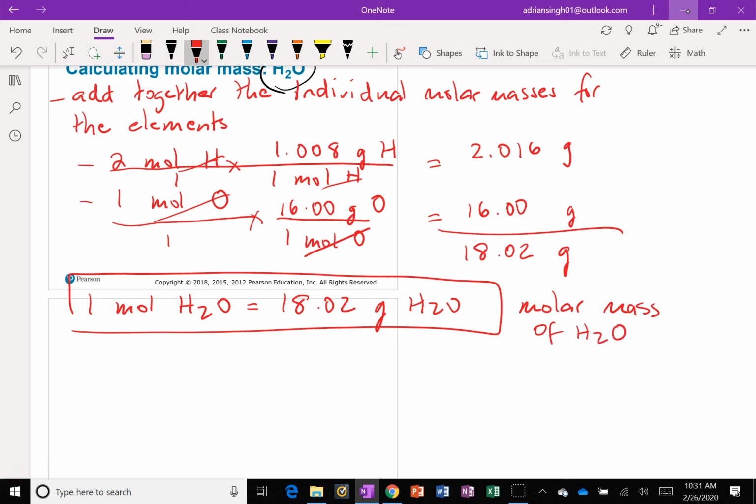Say that again? So to get the molar mass of H2O, we just add together the 2 hydrogens and the oxygen. Yeah.